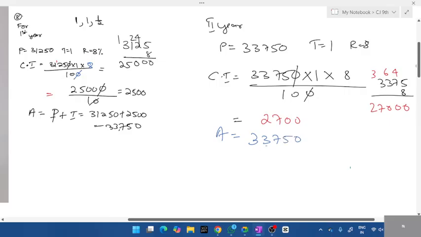Okay, fine. 33,750. First thing interest, second thing amount. Below that you have to show the second year amount. 33,750 plus 2,700. What's the value? Is it 36,450?